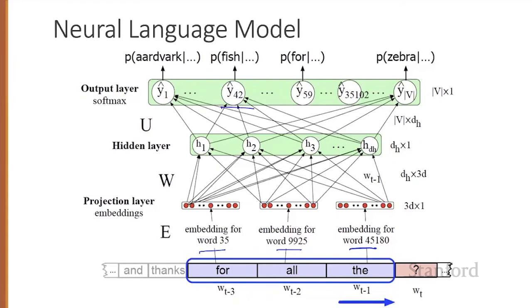So for example, y42, the value of output node 42, is the probability that the next word, w sub t, is the word with vocabulary index 42, which happens to be the word fish. So given the three previous words, this network will give us a distribution over all possible next words: aardvark, fish, four, zebra. Hopefully it'll pick fish. And then we simply move our window one token over and predict the following word in the same way.